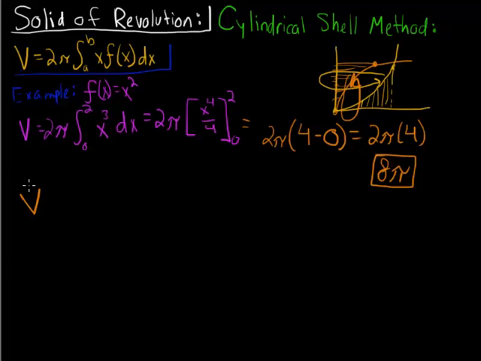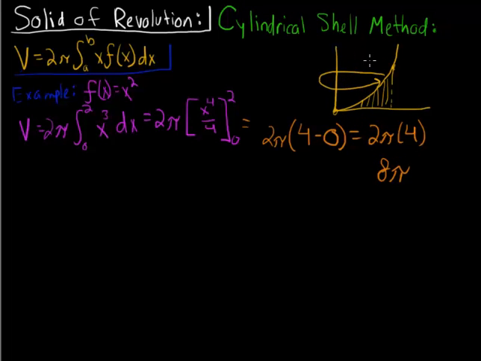The solid of revolution, and we will cross this out. I thought our solid of revolution will do the cylindrical shell method today. The formula for it is the volume equals 2 pi times the integral from a to b of x times f of x dx. And we'll cross out this.